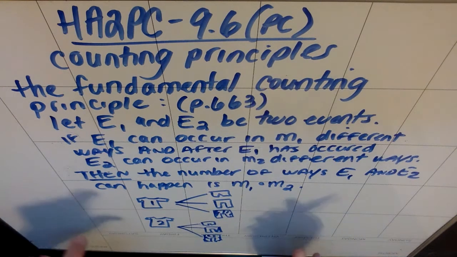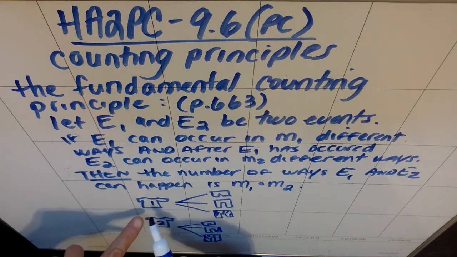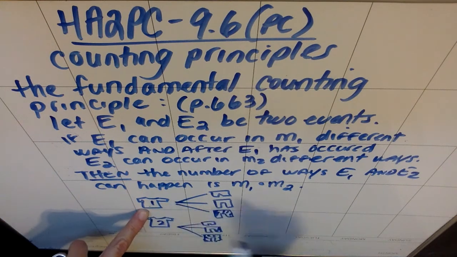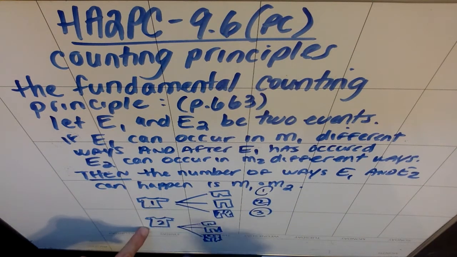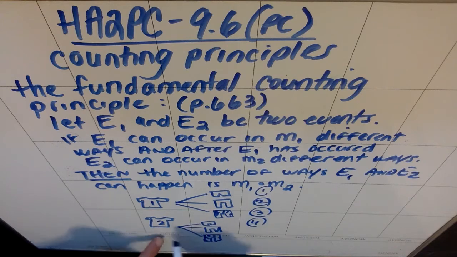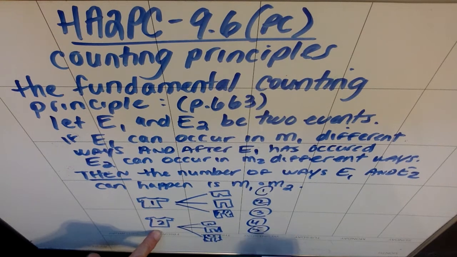So what ends up happening is I had 2 different options for shirts and 3 different options for pants, and if you count, I have shirt 1 and the shorts, that's 1 option. Shirt 1 and the long pants, that's 2 options. Shirt 1 and the jeans, that's 3 options. Shirt 2 and the shorts, that's 4 options. Shirt 2 and the long pants, that's 5 options. And shirt 2 and the jeans, that's 6 options. So I end up with 6 total options for how I could get dressed.